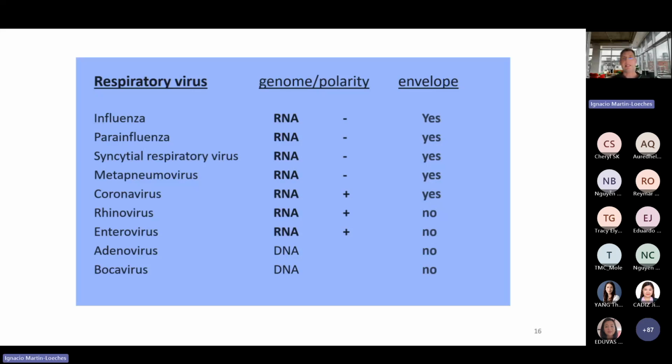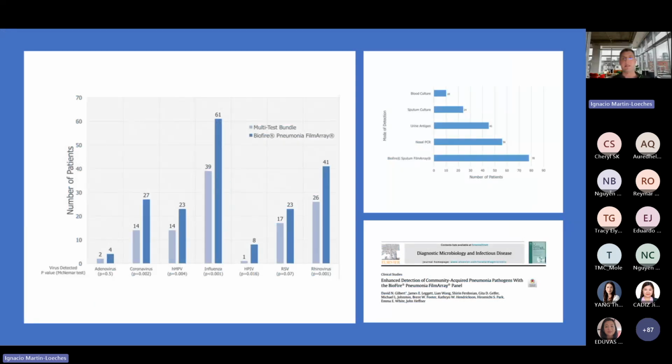When we are analyzing this type of panel, this is a very nice study comparing the use of a multi-test bundle using nasal PCR plus the typical way that we use in clinical practice, using sputum, blood cultures, and urine antigens, compared to the use of the pneumonia panel. You can see that the detection is much higher when we are using these multiplex PCRs.